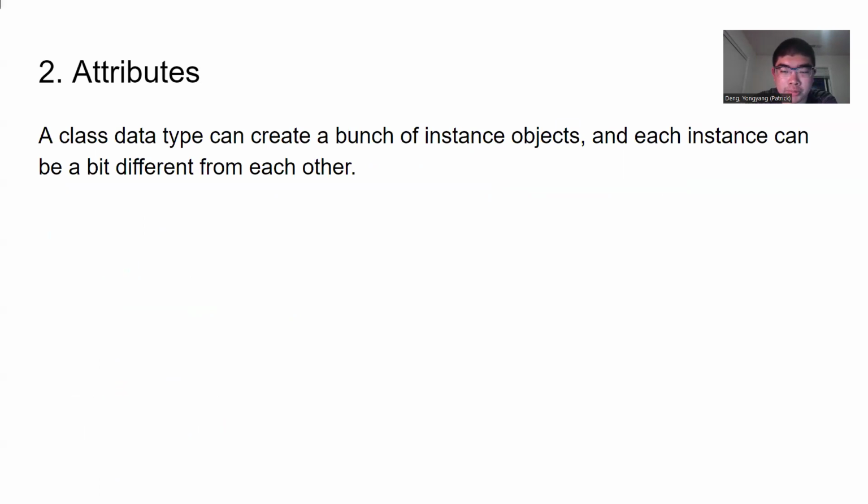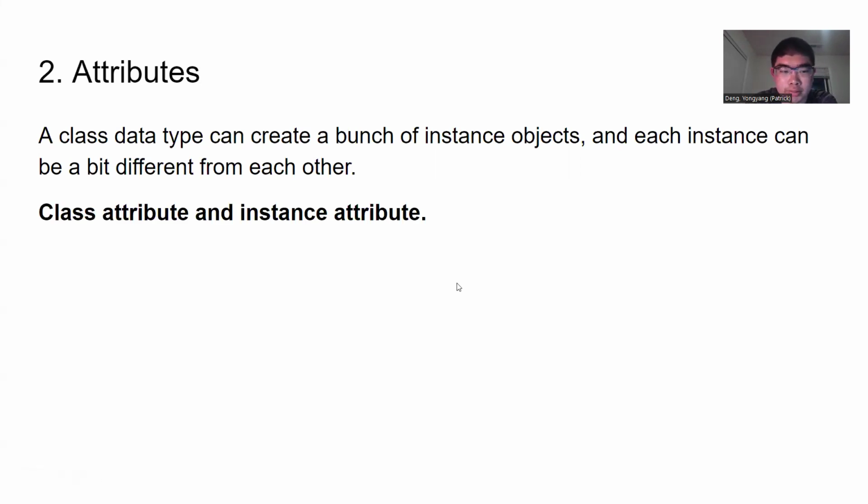And a class data type can create a bunch of instance attributes, and each instance can be a bit different from each other. For example, with birds, we have lots of birds: we have sparrows, we have eagles, and can you say they are totally the same? No. Eagles fly faster than sparrows and weigh a lot more than sparrows, and this is the difference between birds. They are both birds, but they are not the same bird.